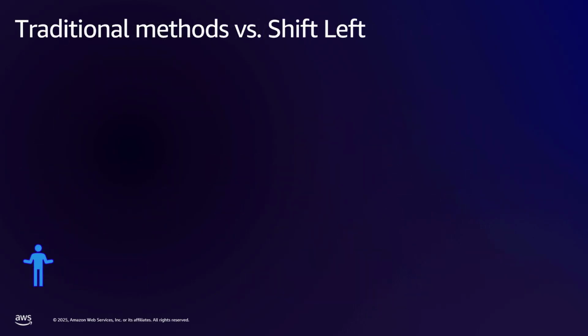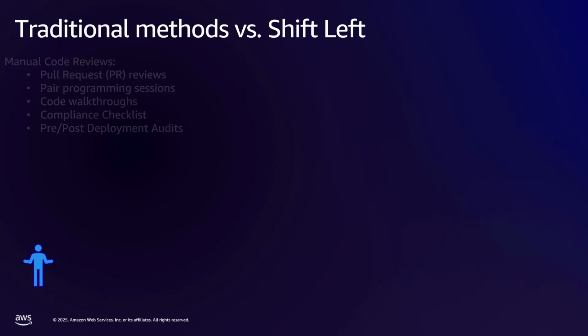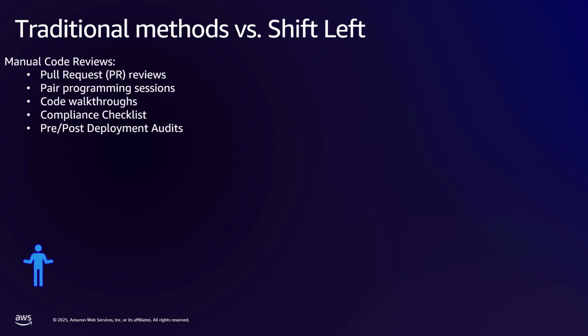So, traditional methods that you might be using today. Pull requests, we talked about those. Pair programming sessions, really good for cross-training in my experience. Code walkthroughs, need some coffee, need some tea, because that can get long-winded. Compliance checklists, as you're going through this, making sure that as you read through the lines of code, it's not really optimal and gets tiresome very quickly.